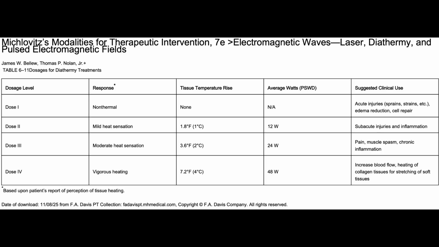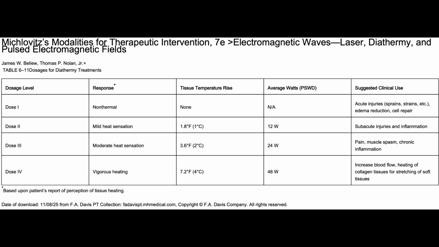I also want to point out the different dosage levels for shortwave diathermy. The typical duration is 15 to 30 minutes. There are 4 dosage levels. Dose 1 is non-thermal with no rise in tissue temperature, so there is no watts, and the suggested clinical use is for acute injuries, edema reduction, and cellular repair.